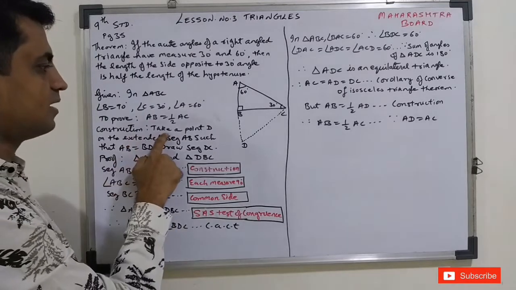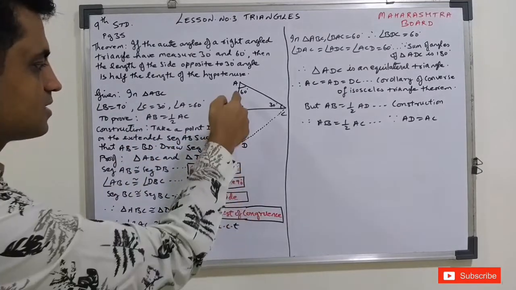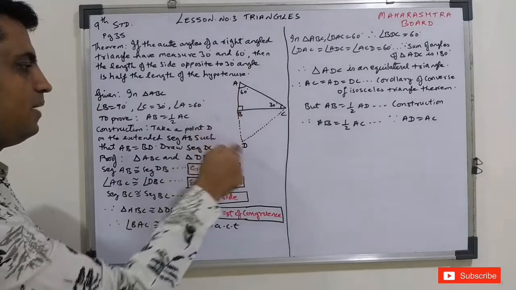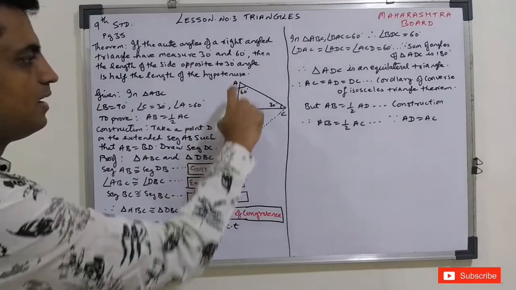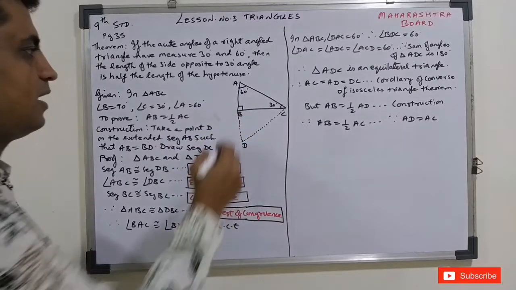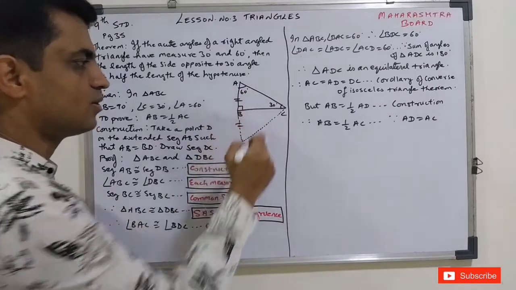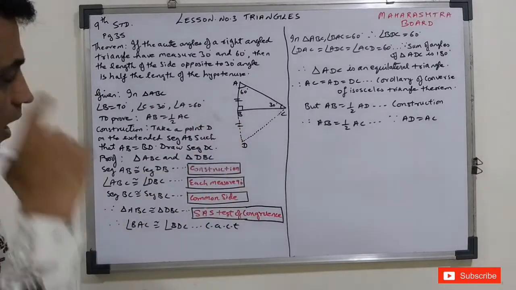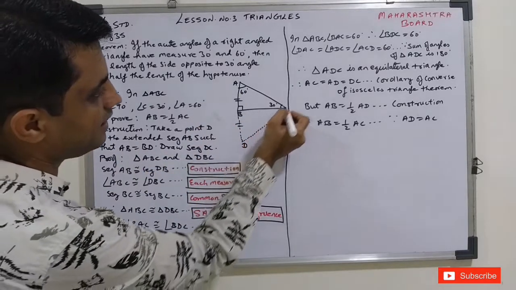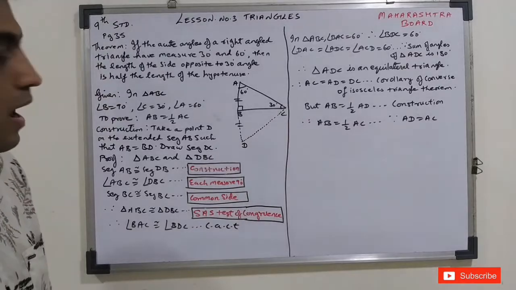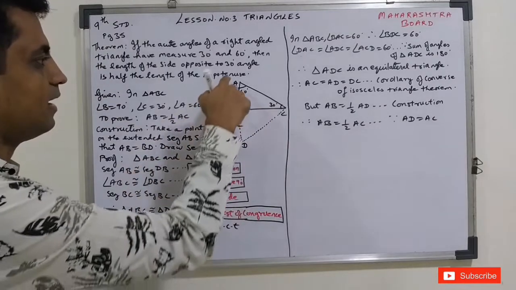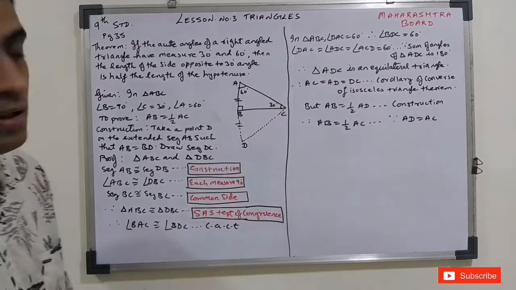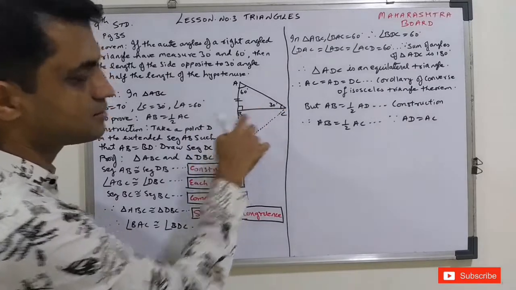Now construction. Take a point D. We are drawing a construction. Take a point D on the extended segment AB such that AB is equal to BD. This they are told, that AB is equal to BD. Now we will join DC also. After this you take triangle ABC and triangle DBC. You take these two triangles.